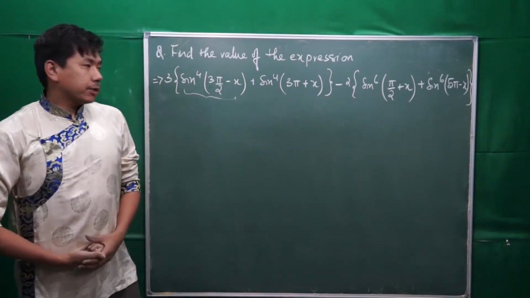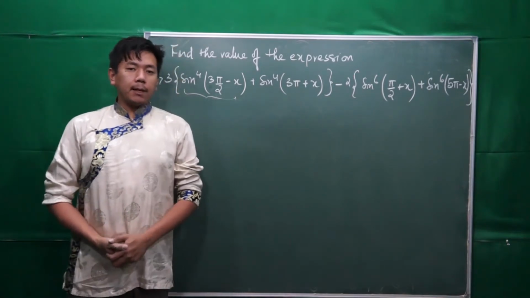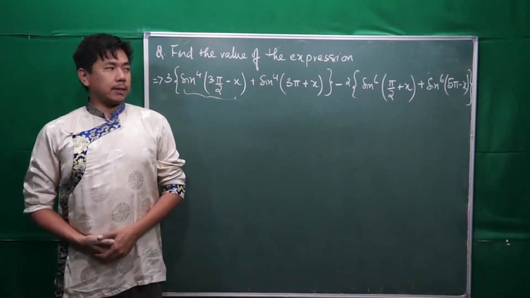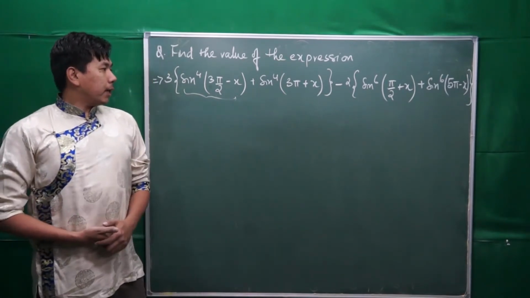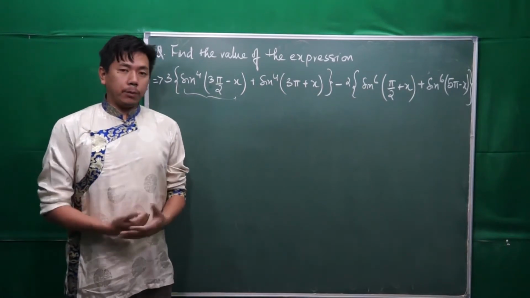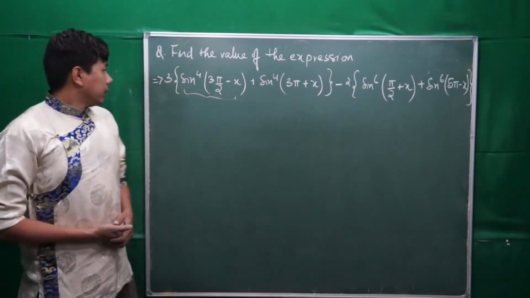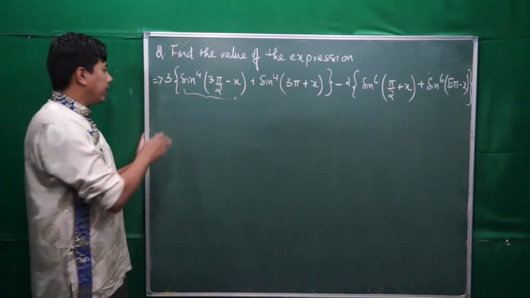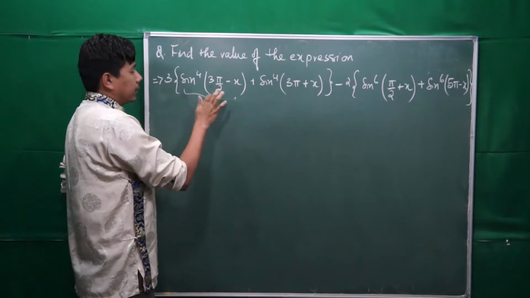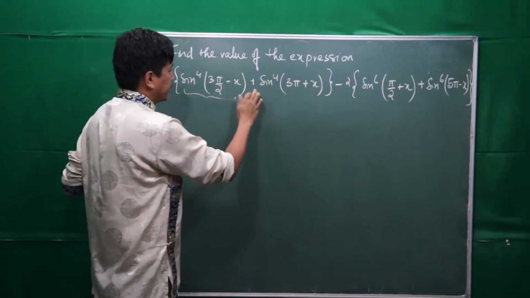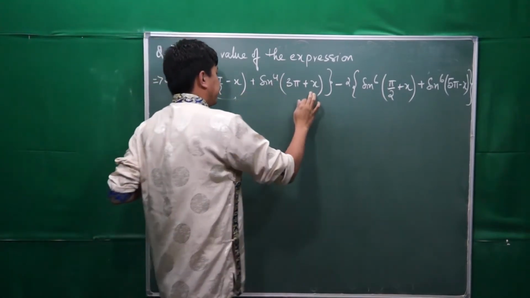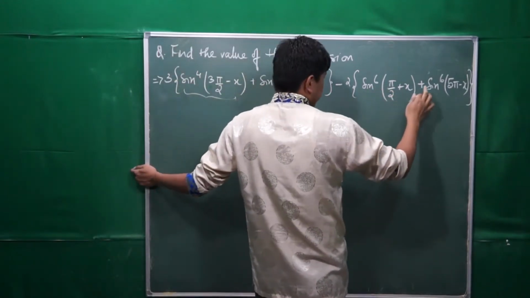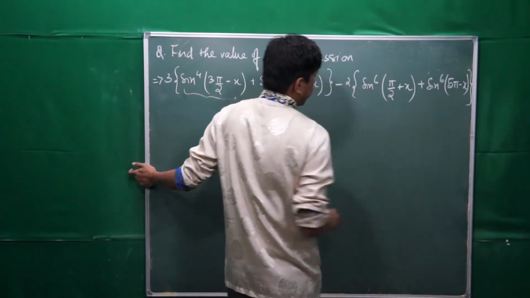Hello everyone. So to begin with today's class, let us first recapitulate what we did in the previous class, and the topic that we are dealing with is trigonometric functions, and the question that I have on the board is somewhat like this. We have 3 sine to the power 4 (3 pi by 2 minus x) plus sine to the power 4 (3 pi plus x) minus 2 sine to the power 6 (pi by 2 plus x) plus sine to the power 6 (5 pi minus x).